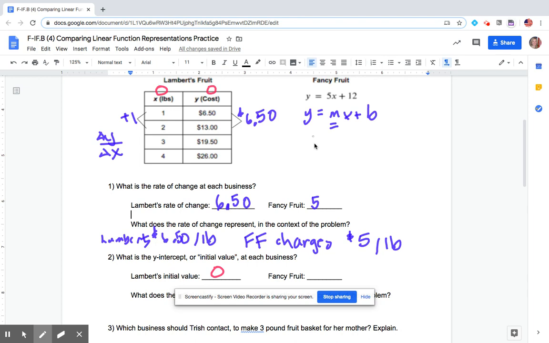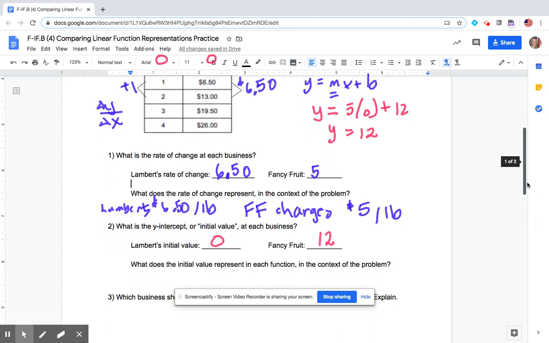Fancy Fruit, on the other hand, my y-intercept is where x equals 0. So oddly enough, my y-intercept at Fancy Fruit costs $12. So there's a flat fee that Fancy Fruit is charging, which maybe I have to describe in this next question.